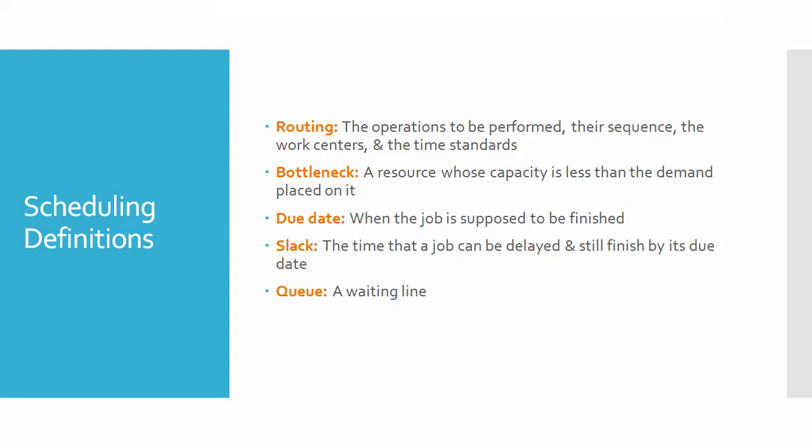The routing: the operations to be performed, their sequence, the work center, and the time standard. It means what operations you have to perform and in what sequence: I have to do operation A, then after that operation B, then operation C, and so on. So the sequence in which you perform the operations, the work center, and the time standard are related to routing.